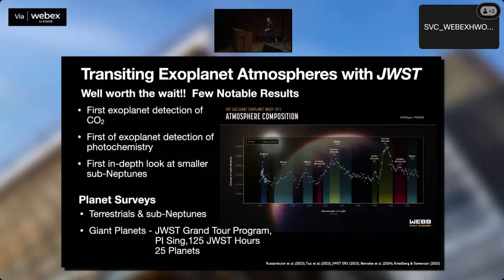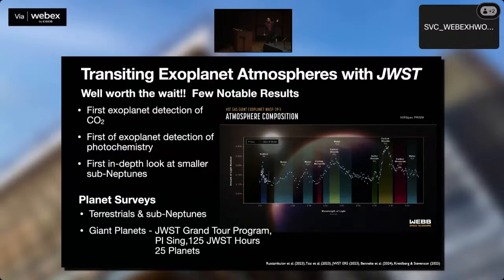Well, higher signal to noise is right what we're getting with JWST. And JWST is absolutely amazing for planetary work, especially transiting planets. We've learned more in the last 2 years than we had in the previous 25. It's well worth the wait. This is why you do flagship missions like this.